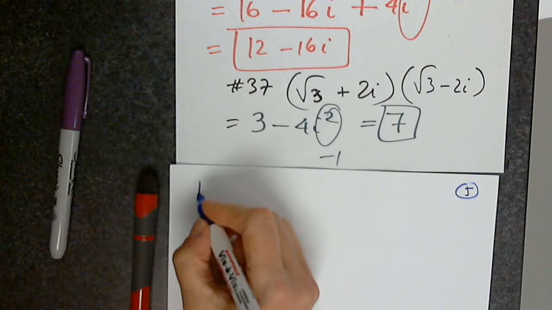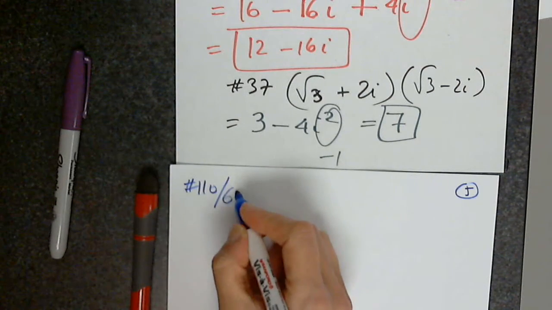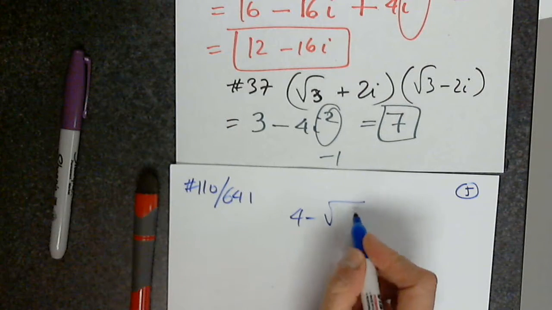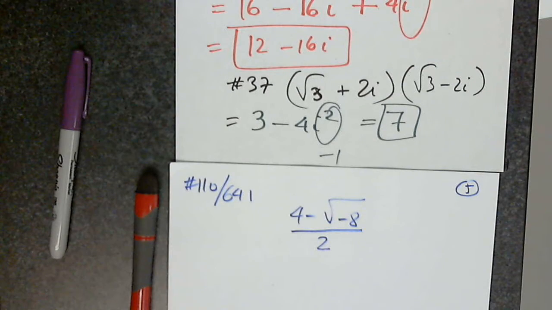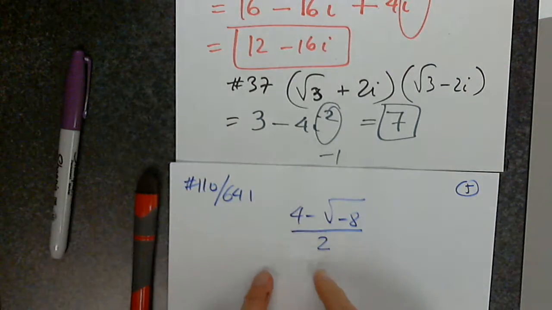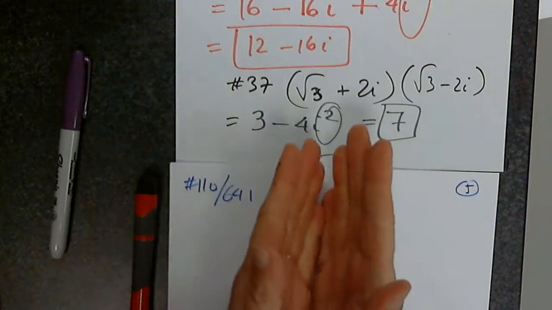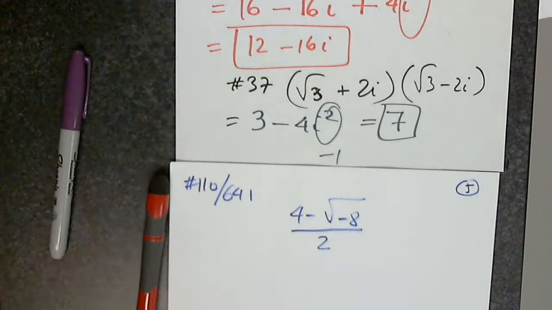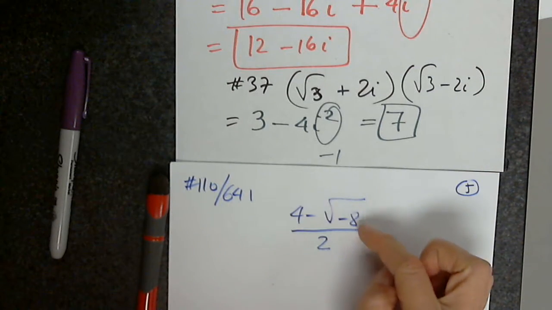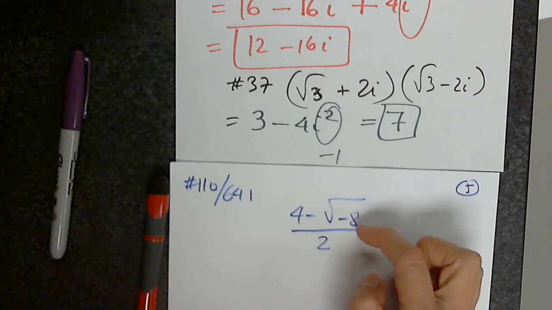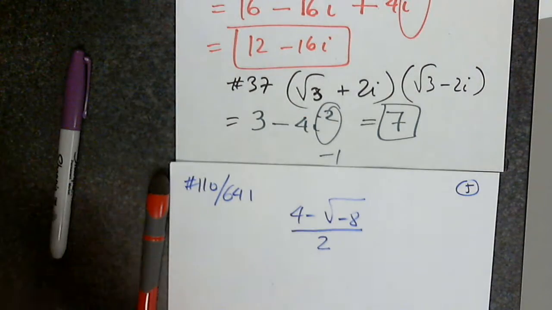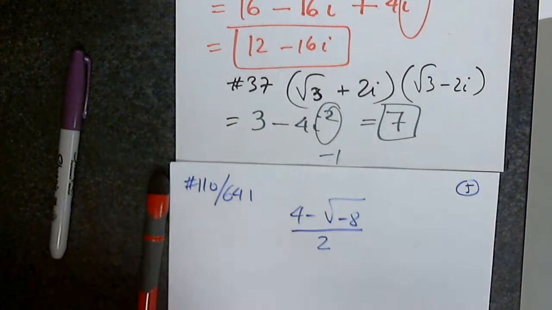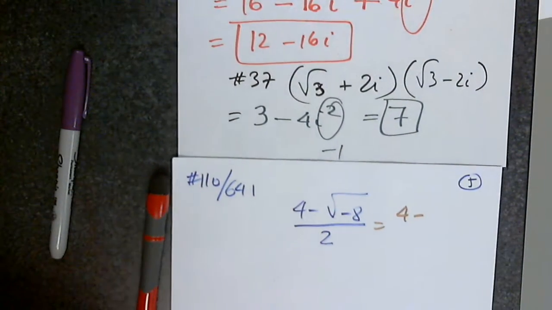Let's say 110 on 641. 4 minus the square root of negative 8 divided by 2. They're asking us to simplify this. Remember, I cannot simplify like this. I have to separate them, but not yet. So 4 is 4, 2 is 2, minus outside there is nothing, but I have to work on this. This isn't simplified yet. Have to fully simplify it, and then I'll see what I can do. So what can I do to the square root of negative 8? 4 minus what?